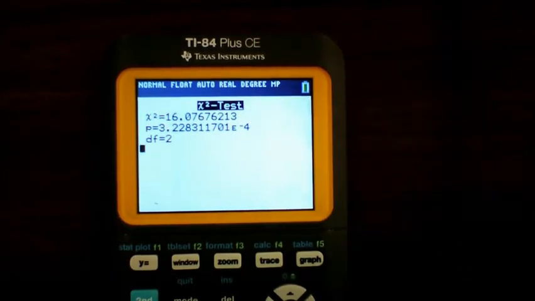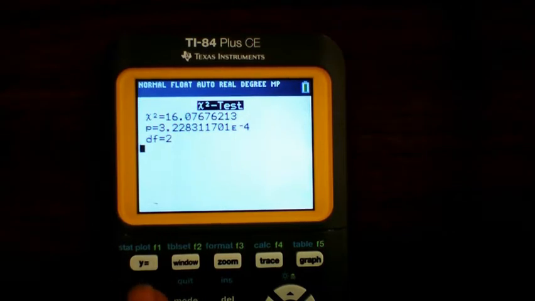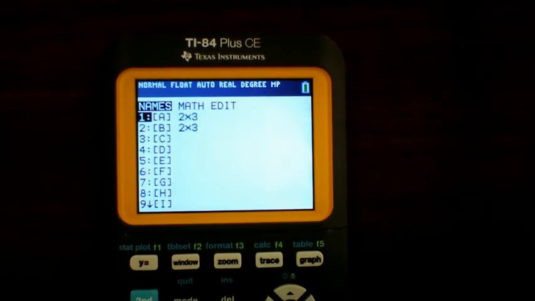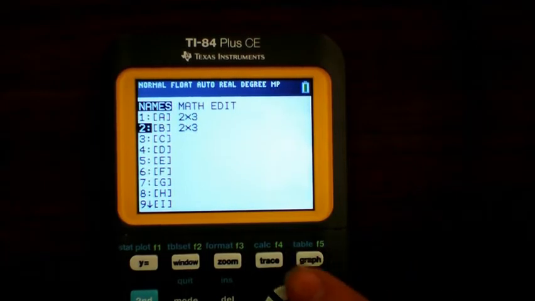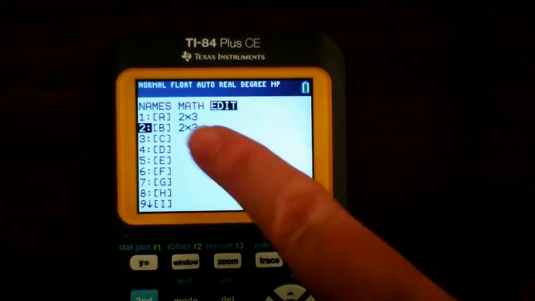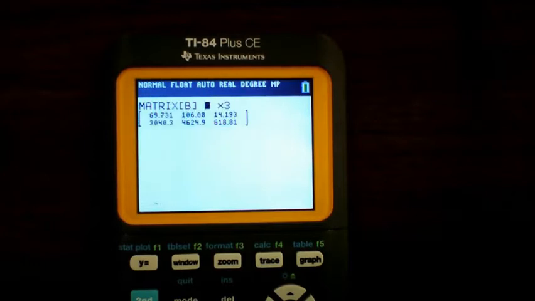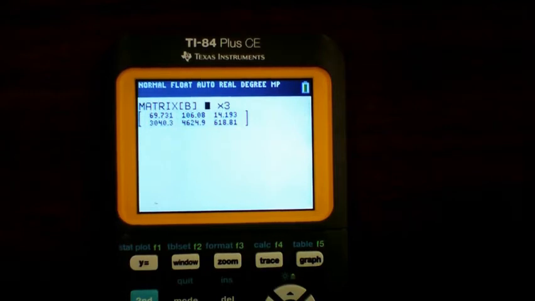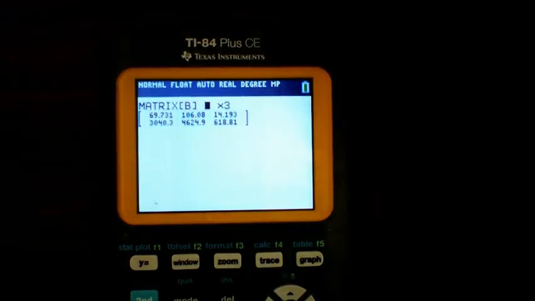Okay, so let's write down our expected counts. We're going to write those down because that's also part of the proving of the, actually I'm going to go over to edit because I prefer to look at it this way. So I've gone over to edit and down to matrix B. So yeah, you need these expected counts to be able to show that you checked the large enough condition. So let's go back, write these down.